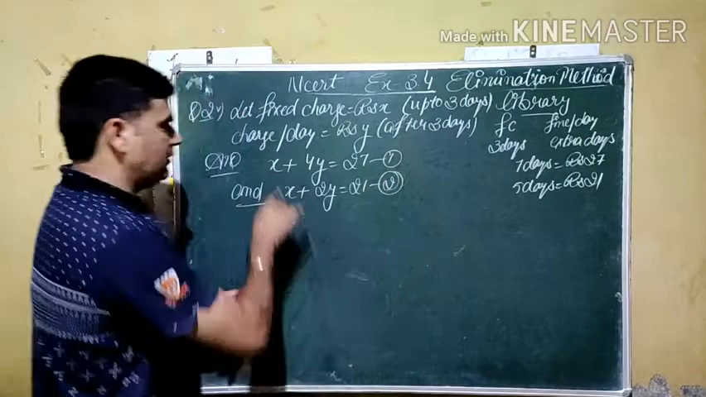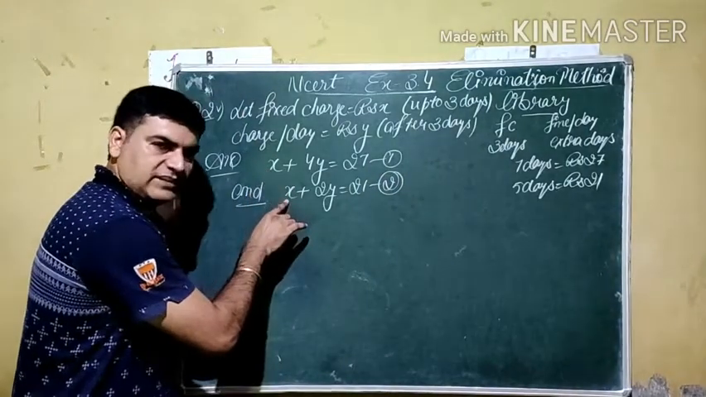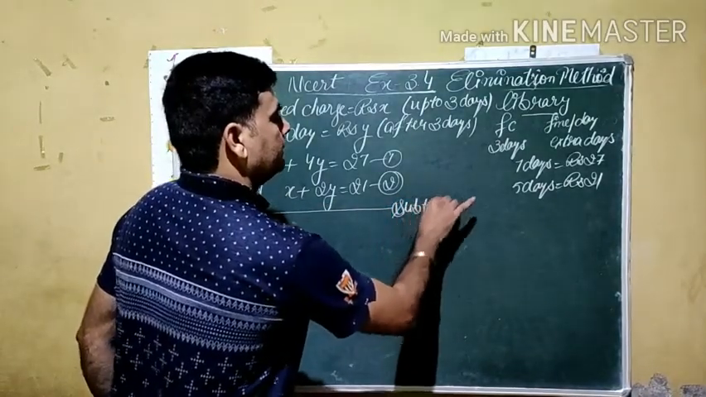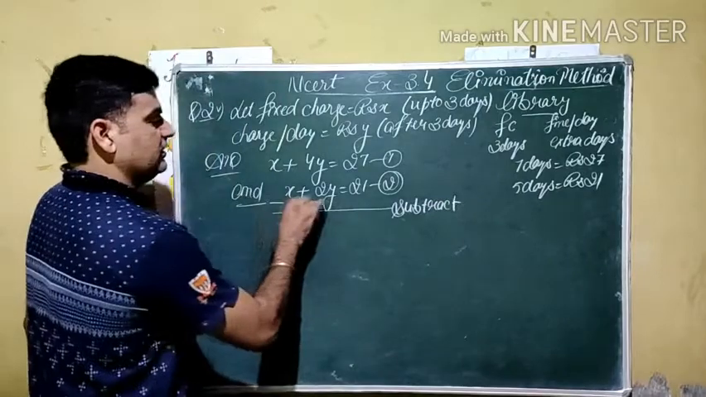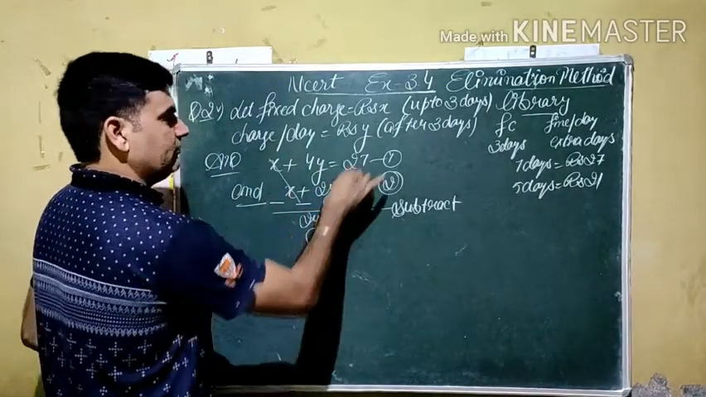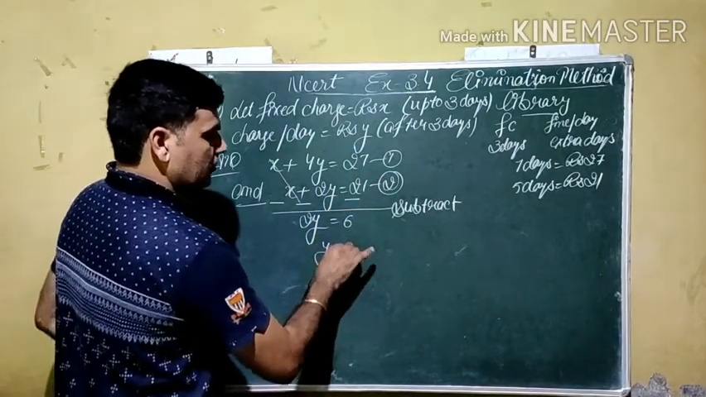If we see here, the coefficient of x is the same. So which method are we using here? Symbols are the same, means we have to use subtraction here. So we subtract, sign change, x cancels out, 4y minus 2y becomes 2y, right side, 27 minus 21 becomes 6. So the value of y comes out 3.